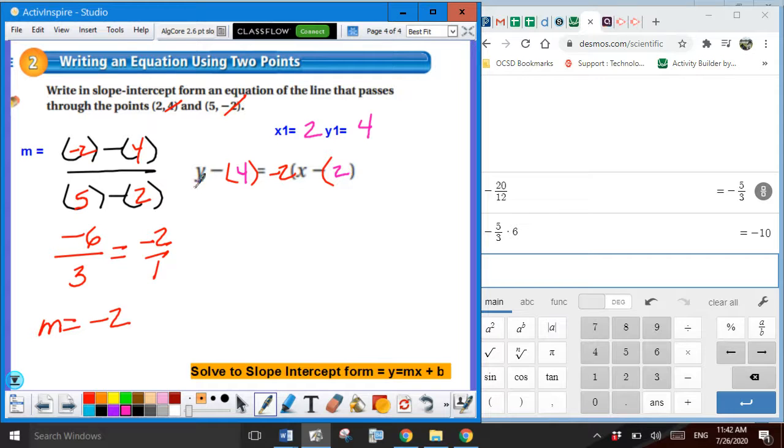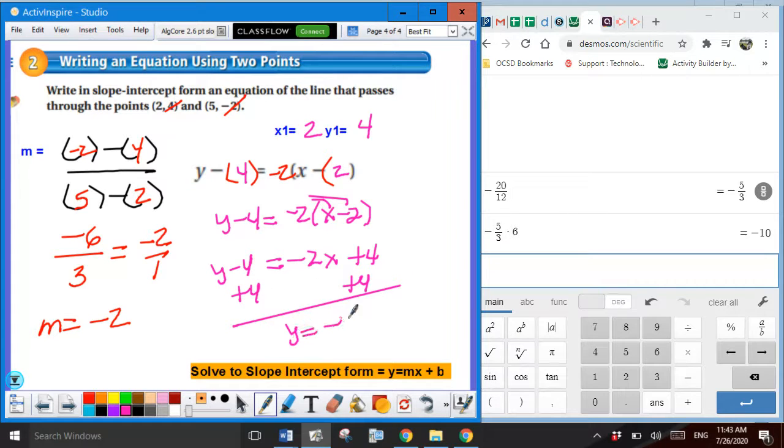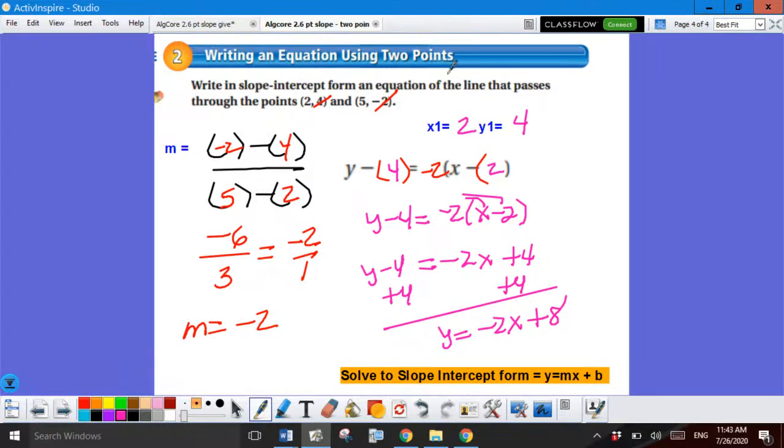So if I go ahead and look at this, y minus 4, that side's fine. Negative 2 drops. Hey, this side is fine too. So I'm just going to rewrite that, distribute and solve. So negative 2x plus 4, add my 4. So y equals negative 2x plus 8. So if you came up with y equals negative 2x plus 8, you are correct.